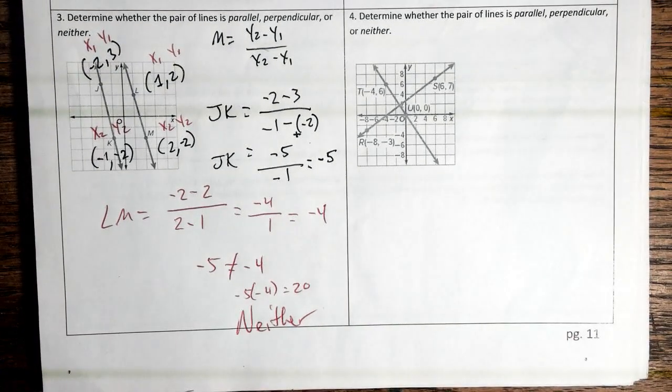There, sorry about that. All right, number 4 is a you do. Please pause the video here. I'm going to wait about 3 seconds. Please work the problem and see how you did. All right, number 4. Determine whether the lines are parallel, perpendicular, or neither.